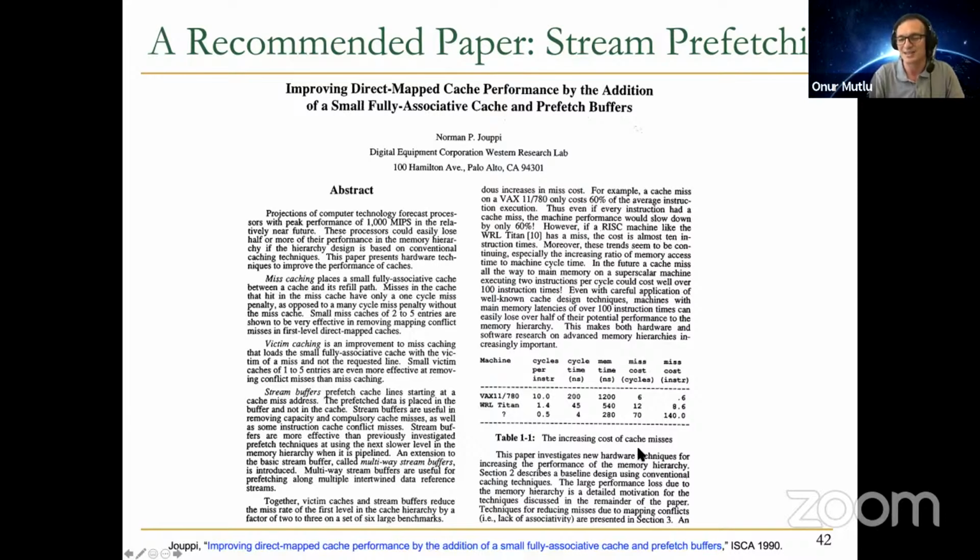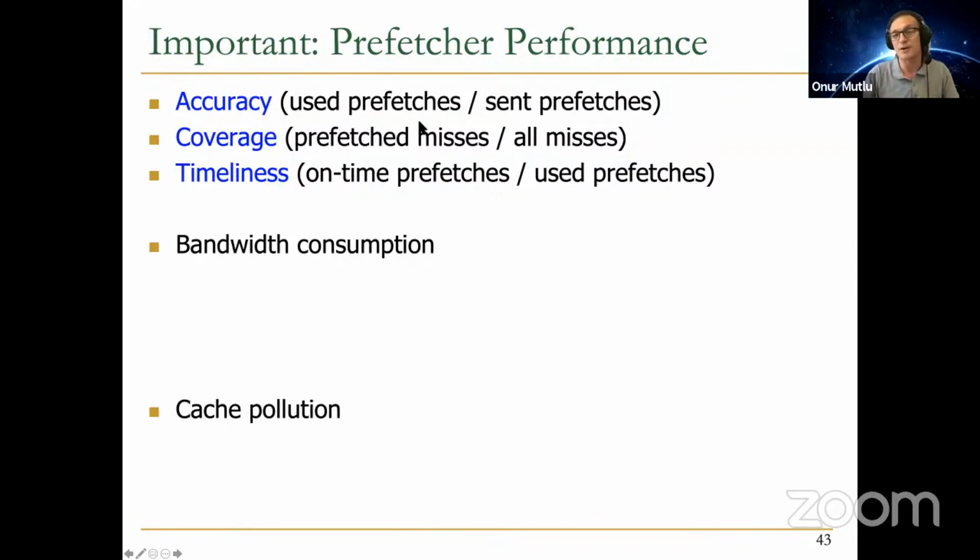And I like this table from this paper. This paper was written in 1990, as you can see, by Norm Jouppi, who actually is the chief architect of the tensor processing units right now at Google, for example, which we have discussed in earlier lectures. But you can see that they basically show that the cache miss cost is increasing. So this is very well known, as you can see. At that time, the cache miss cost was 70 cycles, but today we're at the order of hundreds and hundreds of cycles. Okay, so prefetcher performance is important.